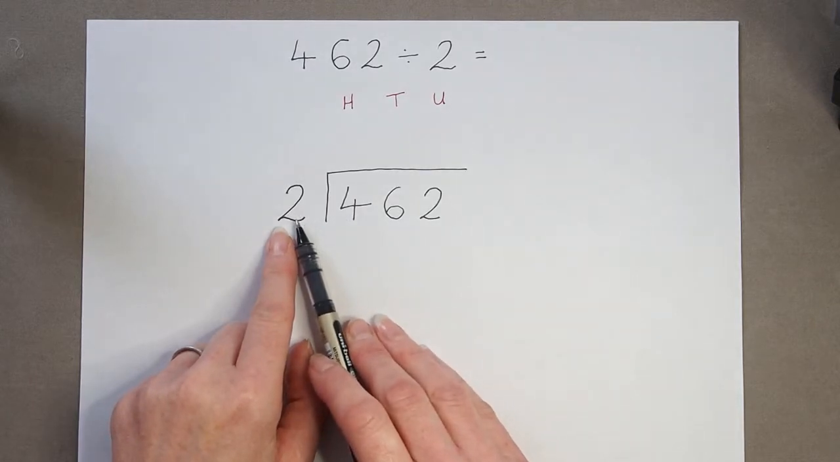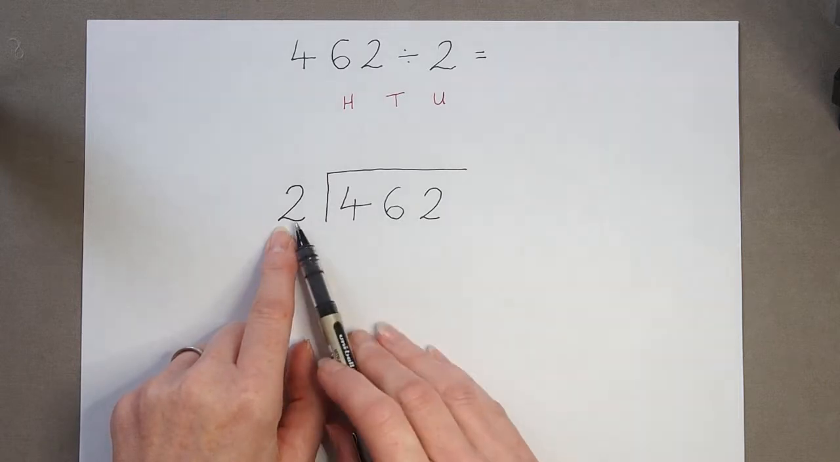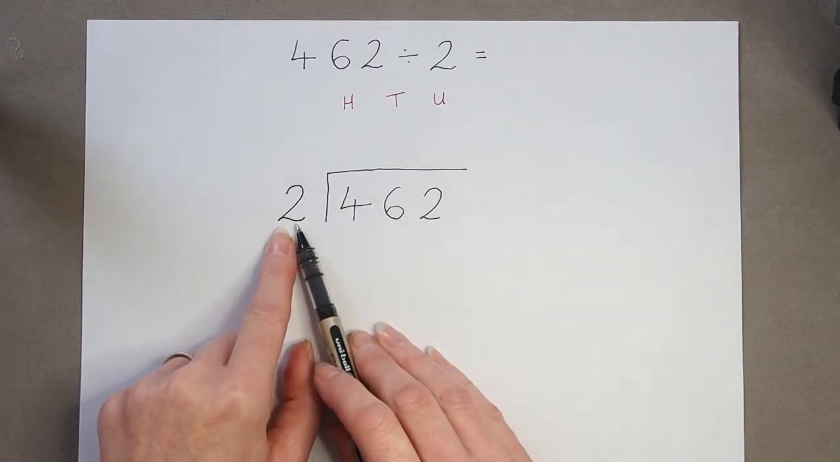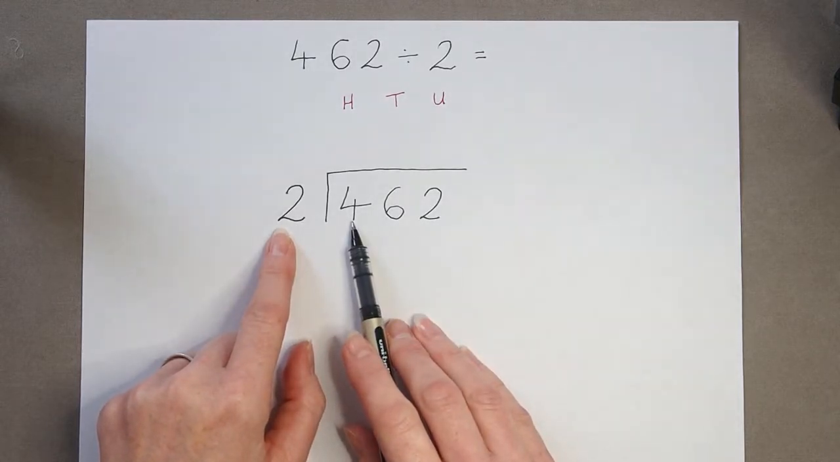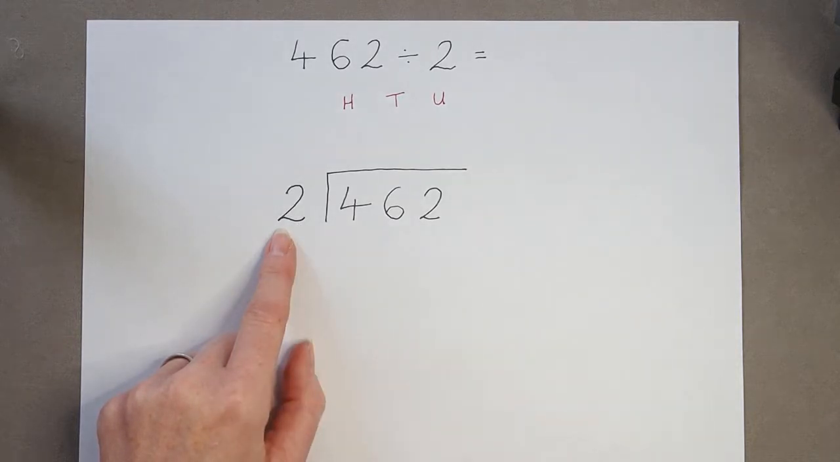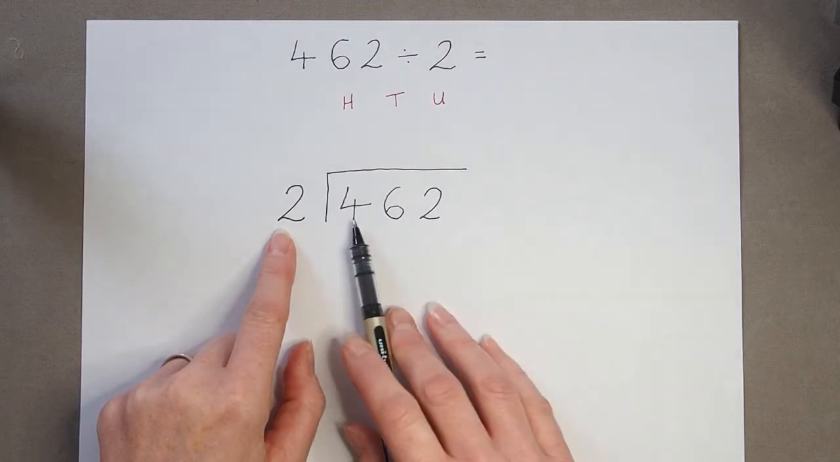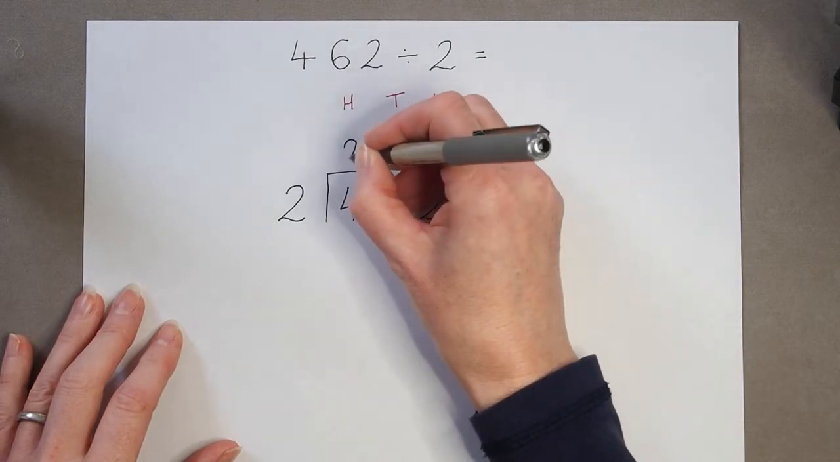And we are dividing by 2. So we're thinking about counting in twos. We're thinking about our 2 times table. That's what this digit is telling us to do. Think about twos. So we've got 4 and we need to divide it by 2. If we count in twos, how many twos do we get in 4? 2, 4. That would be 2.